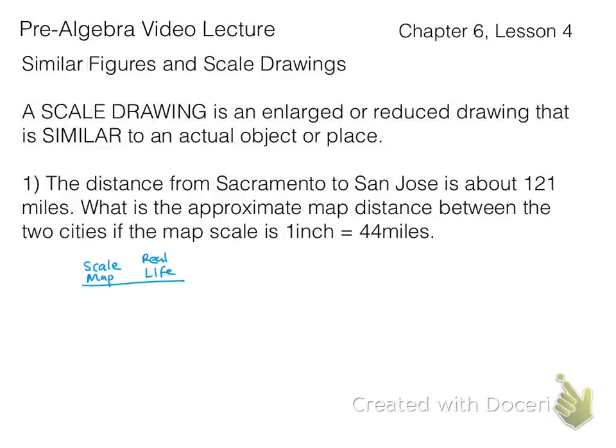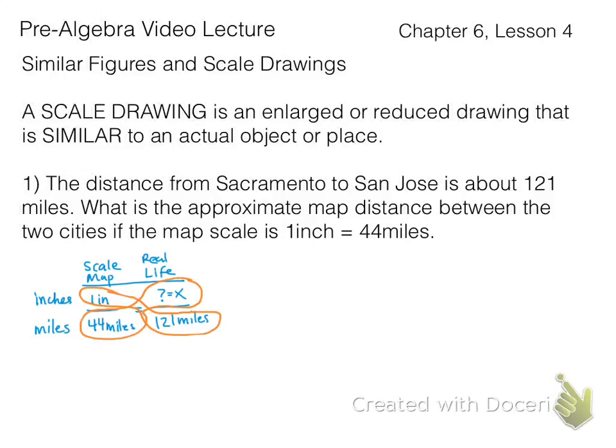So we're going to use this information to create proportions. We're going to have a fraction for the scale on the map, and we're going to have a proportion for real life, with inches on top and miles on the bottom. So in inches on the map, we say that 1 inch is equal to 44 miles, and this whole thing is going to equal real life. Well, we know in the real world, Sacramento to San Jose is 121 miles. But we don't know how many inches it is on our map from Sacramento to San Jose, or vice versa. So we set up this proportion.